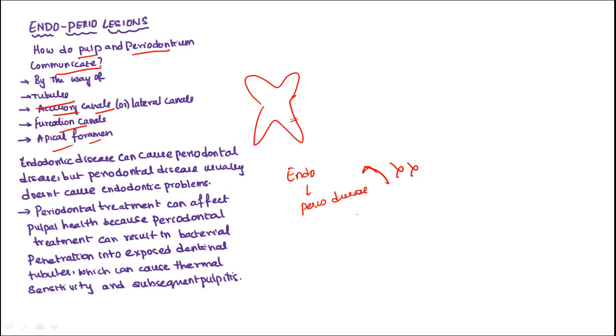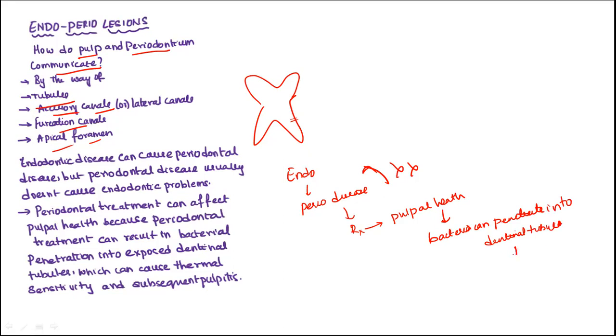Okay, periodontal treatment can affect pulpal health, because periodontal treatment can result in bacterial penetration into the dentinal tubules. Here bacteria can penetrate into the dentinal tubules. Okay, now which can cause thermal sensitivity and subsequently pulpitis, so it can lead to pulpitis.